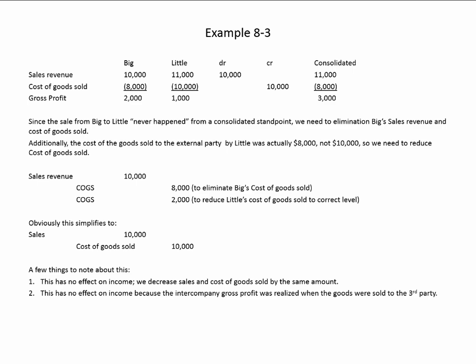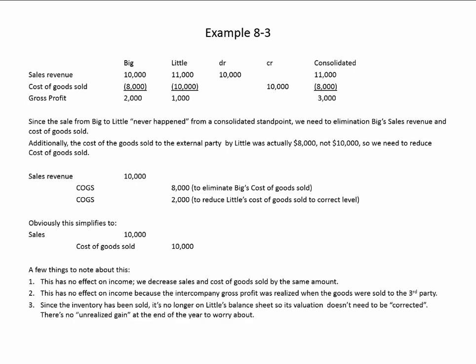The goods were sold to a third party, the unrealized profit was realized and recognized, so we didn't have to defer any of that gross profit. Big showed a $2,000 profit on their sale to Little, and we let them recognize the whole thing because the earnings process had been completed. And finally, since the inventory has been sold, it's no longer on Little's balance sheet, so its valuation doesn't need to be corrected. There's no unrealized gain at the end of the year to worry about. It's all been realized and we're done. We can walk away.